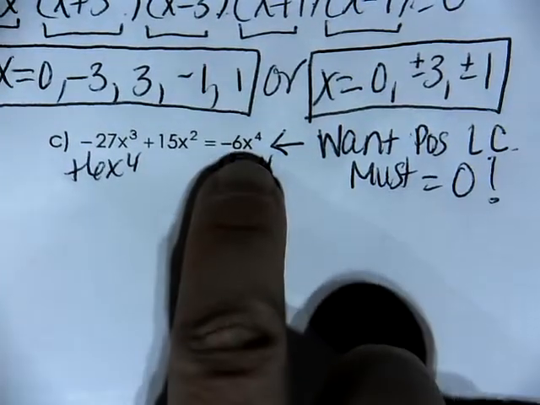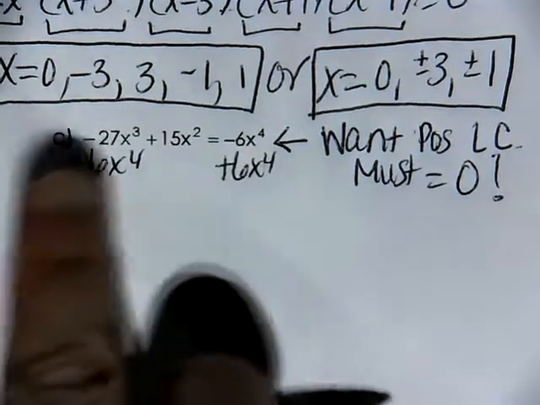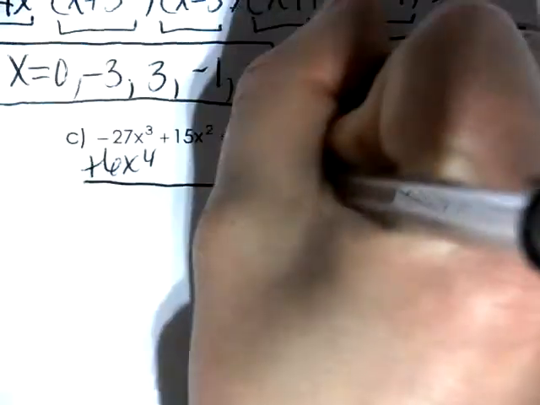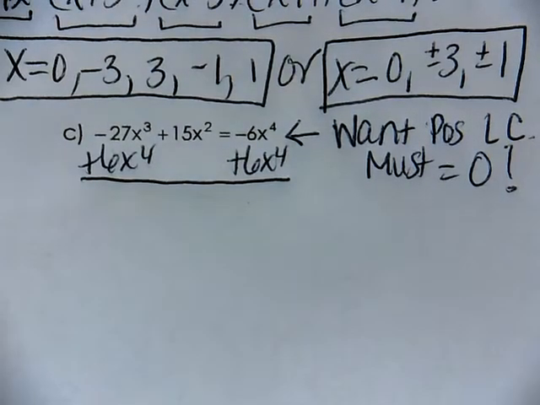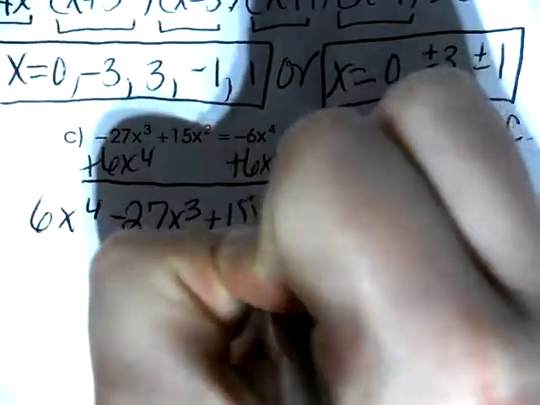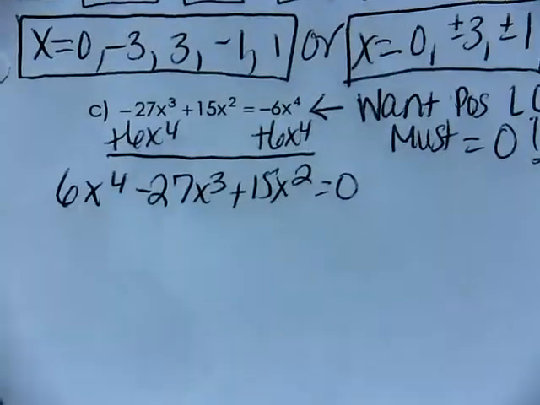Now, if 6x to the 4th power was already positive, I'd be bringing all of the other terms to the other side. And I don't care how many terms I have to bring over to the other side. I really need our leading coefficient to be positive, so that's really important. So now I have 6x to the fourth power minus 27x cubed plus 15x squared is equal to 0.